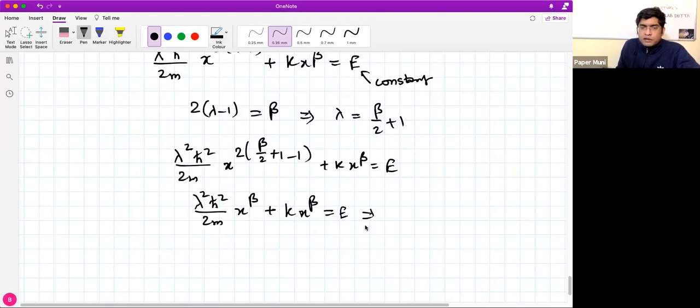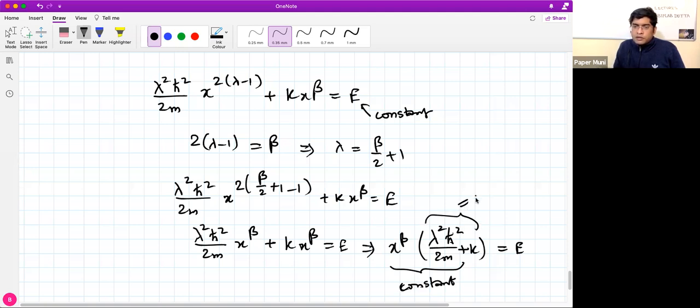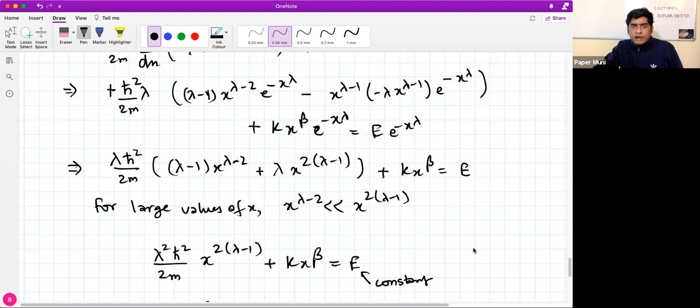Now we have already gotten our answer, but I wanted to show you what is happening here. If you take the x beta common, lambda h cut square by 2m plus k is equal to E. So to make this quantity a constant, what we can simply do is put this thing equal to 0, and that can happen because lambda is not given anything.